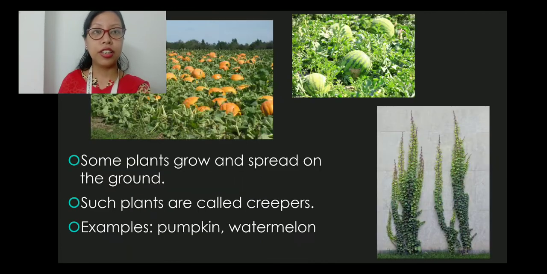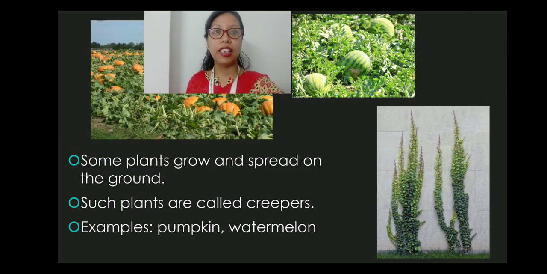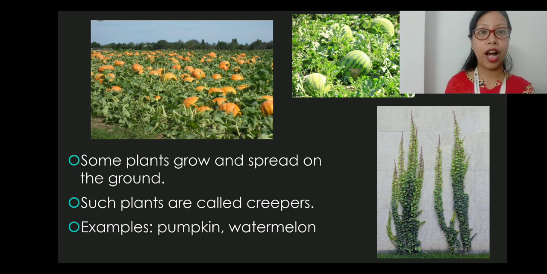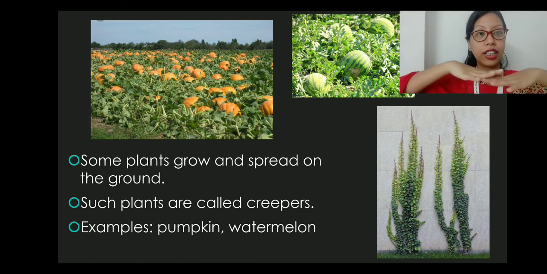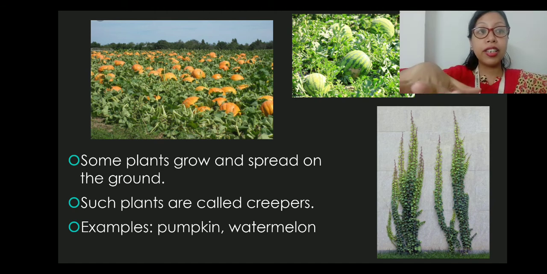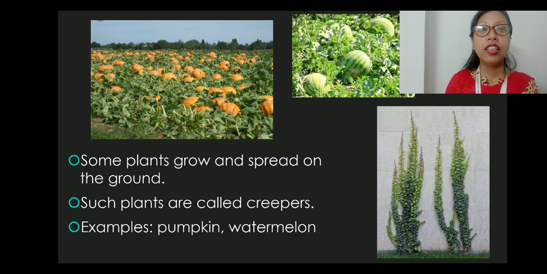Now let's move towards the next one. Then again we have some more plants that grow and spread on the ground. Such plants are called creepers, for example, pumpkin and watermelon. Now there are some small plants which grow and spread on the ground. Spread means it covers the whole area, okay? So these plants are called creepers.